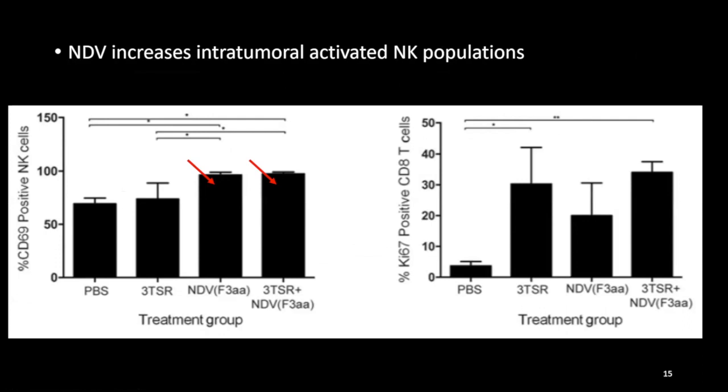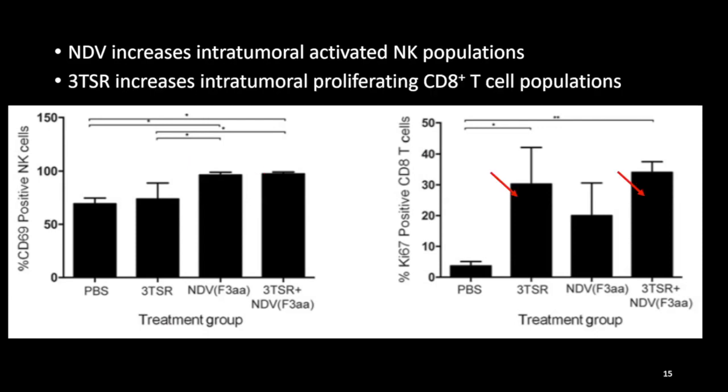We mentioned earlier the immunosuppressive cytokines in the primary tumor, such that even if you have infiltrated immune cells, they might not be effective at killing cancer cells because they're suppressed by these immunosuppressive cytokines. And so here they wanted to look at the phenotype of the infiltrated cells to make sure they were actually able to carry out killing. On the panel on the left, they show that the oncolytic virus, both alone and in combination, was able to promote activated NK cell phenotypes, which is great and expected. And on the right, 3-TSR increased intratumoral proliferating CD8 T cell populations.